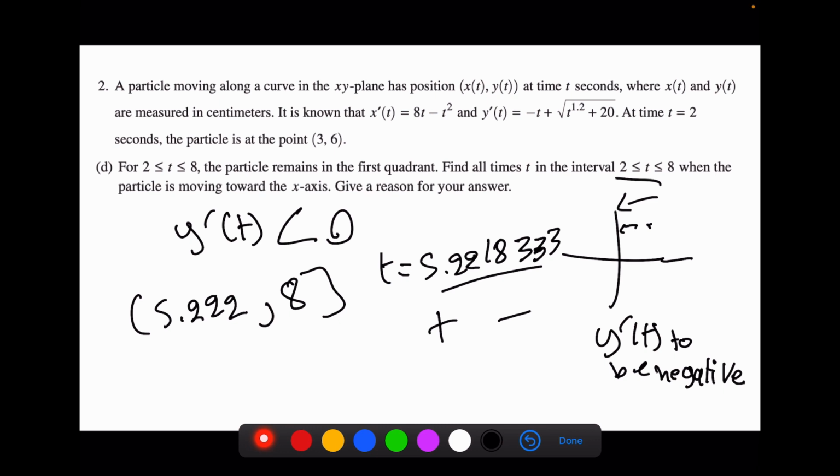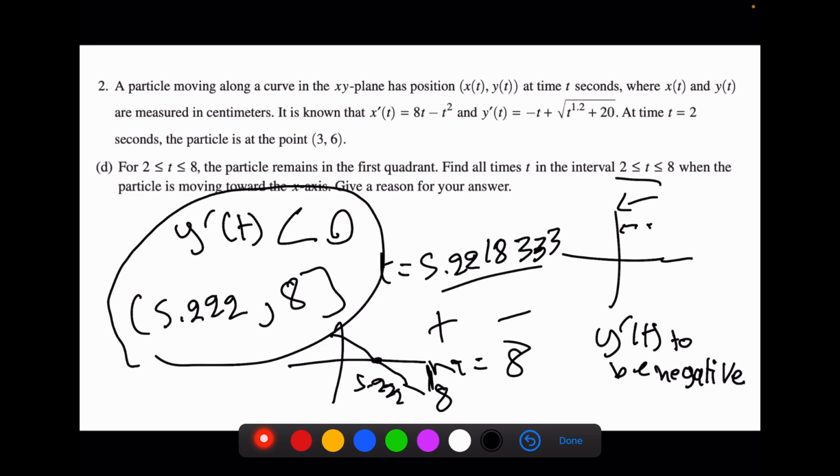Hold on, let me double check. Yeah, 8 is actually negative, I don't even need to double check. So the graph goes something like this, right? Over here is 5.222, and 8 is somewhere over here, t equals 8. And so this right here would be what I would put on the exam if I was taking this specific form, and I would also maybe go ahead and put this.